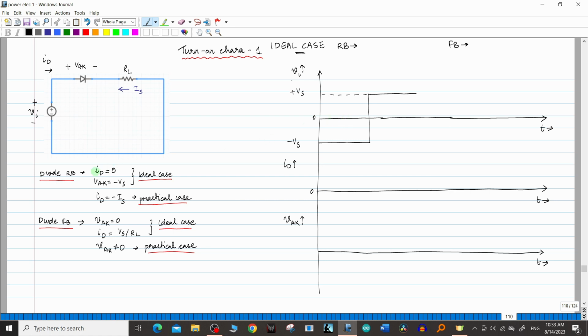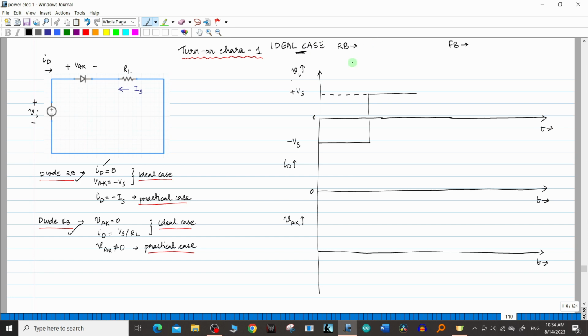So before starting that, we have seen some equations in the previous video, that is for the diode in the reverse bias condition and the diode in the forward bias condition. So we have basically written the value of ID and VAK for the ideal case and the practical case. Similarly, in the forward bias condition, we have written the values of VAK, ID for both the ideal case and practical case. So let's start with the first graph, that is for the ideal case of the power diode.